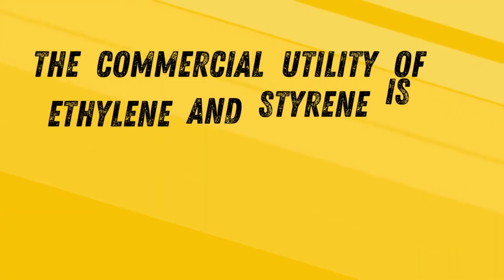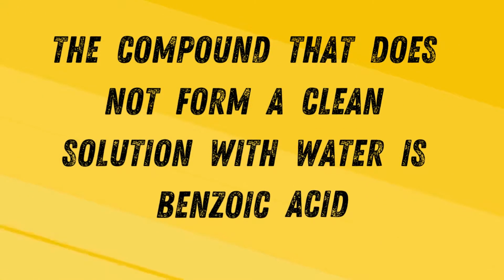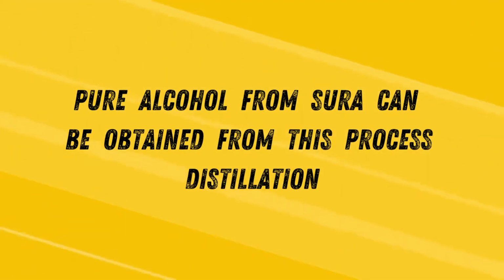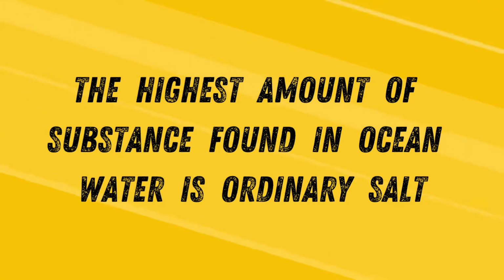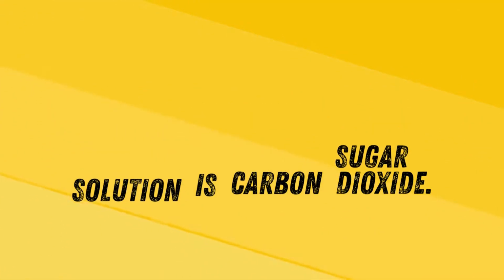The commercial utility of ethylene and styrene is due to their potential for polymerization. The compound that does not form a clear solution with water is benzoic acid. Pure alcohol from sura can be obtained by the process of distillation. The most abundant substance found in ocean water is ordinary salt. The gas produced by the fermentation of a sugar solution is carbon dioxide.